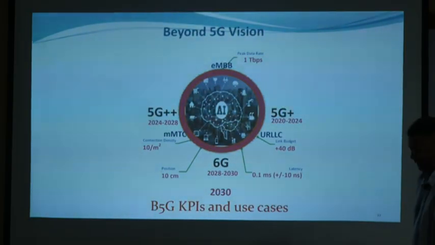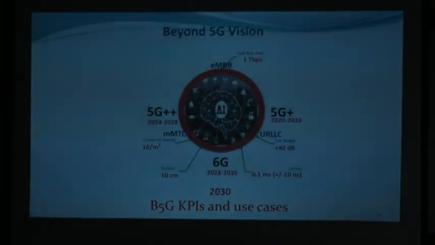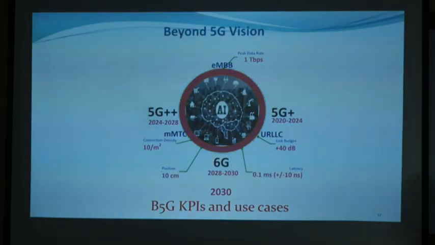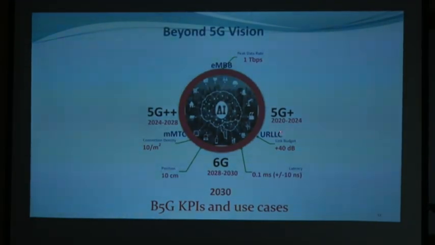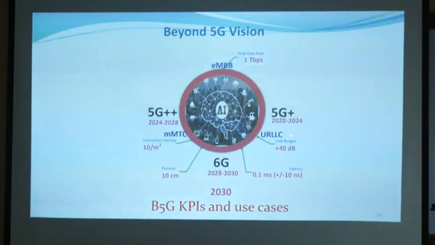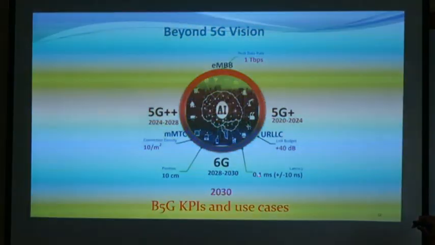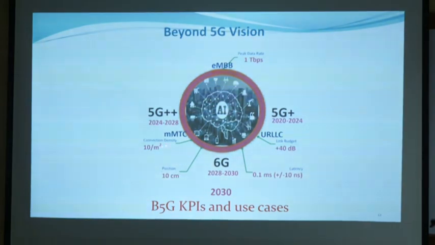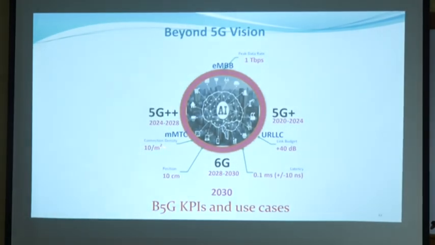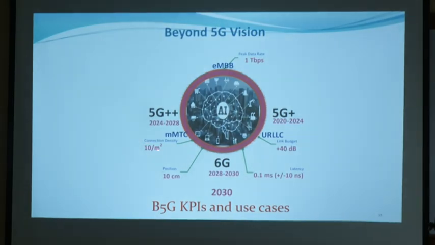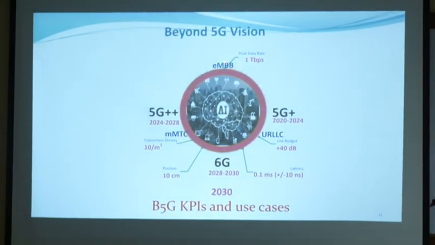Beyond 5G, we see AI is going to play a big role. Ultra-reliable low latency is going to be enhanced further, and we would like to see 0.1 millisecond latency, whereas 5G is giving 1 millisecond. Massive machine-to-machine communication is now giving you 10 devices connected per square meter. This will be further enhanced in the beyond 5G domain as well. We would like to see 1 terabit per second data rate in the future as well.